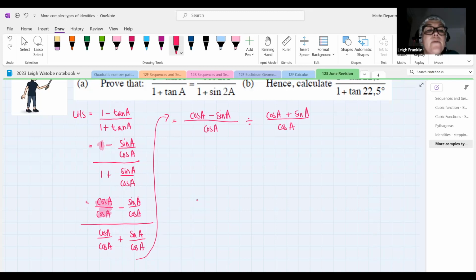So when you divide fractions, the rule is keep, flip, change. So we're going to keep cos A minus sine A at the top and cos A at the bottom. We're going to change the divide to a times. And we're going to put what's at the top at the bottom and what was at the bottom at the top. Okay, so cos A is going at the top and cos A plus sine A is going down at the bottom.